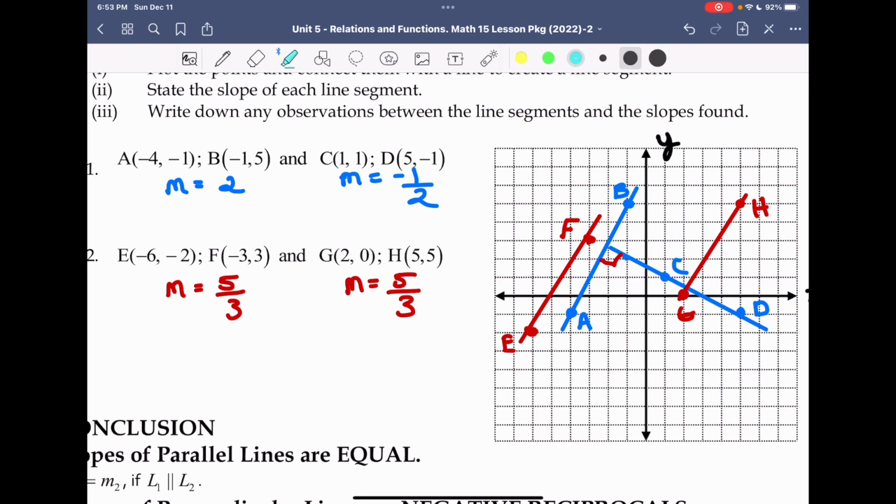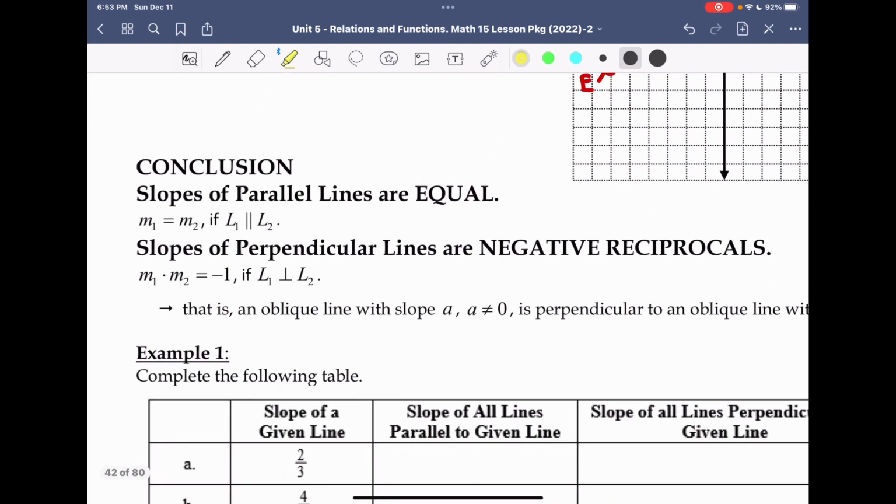Let's actually summarize this in the below conclusion here. Slopes of parallel lines are equal. And if you see this notation where you see that double vertical bar, that means that these two line segments are parallel. Line 1, line 2, they're parallel to one another, symbolized by these parallel line segments that are vertical.